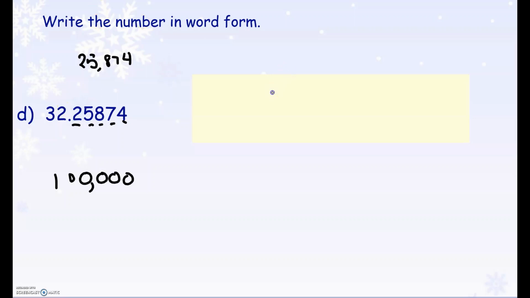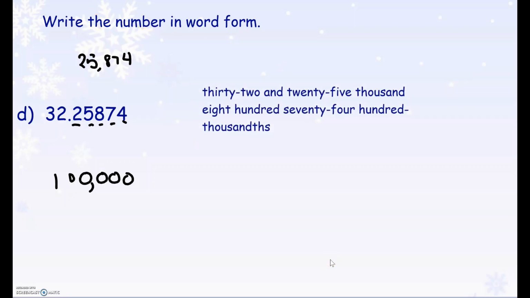So I have 32 and 25,874 hundred thousands because this is 100,000, so it's hundred thousands. Also take note that that is hyphenated.